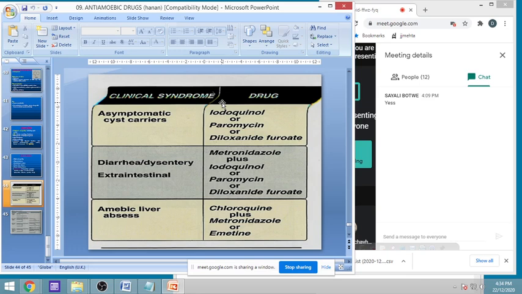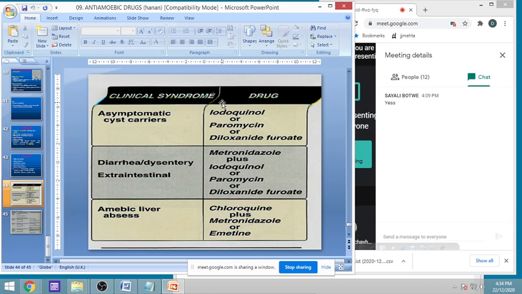Now you can see that metronidazole is working on the trophozoite, and these above three, iodoquinol, paromomycin, and diloxanide, are particularly working on the cyst form, or they are luminal ones, and metronidazole is luminal as well as systemic. So in those cases this combination should be used.